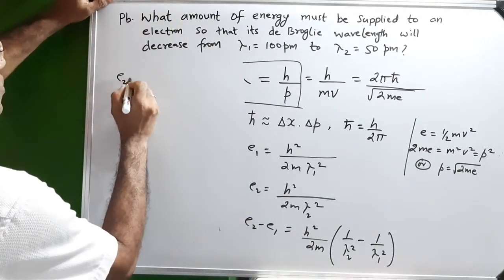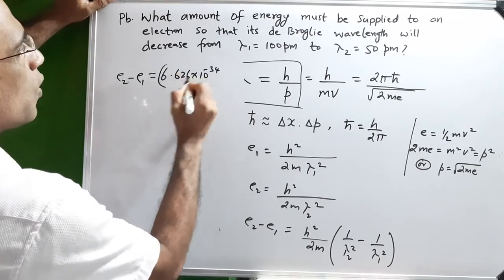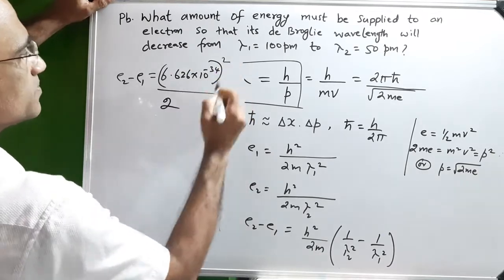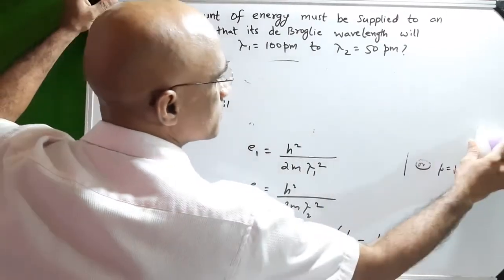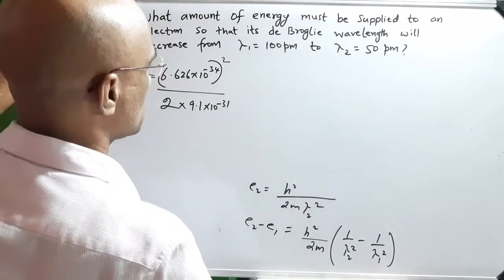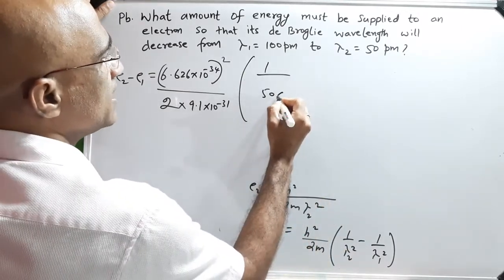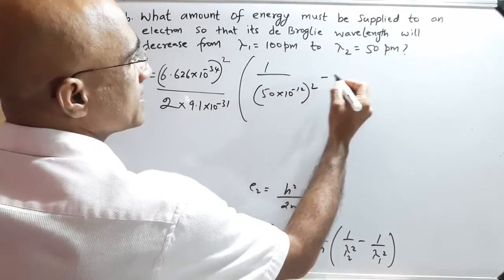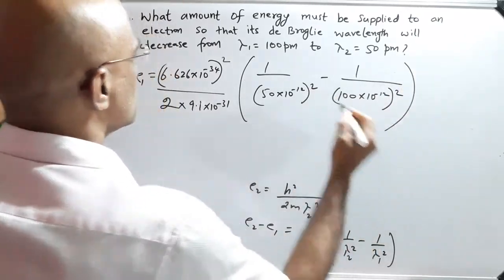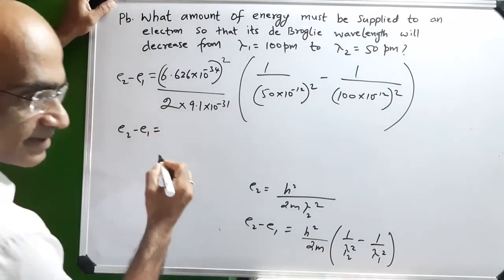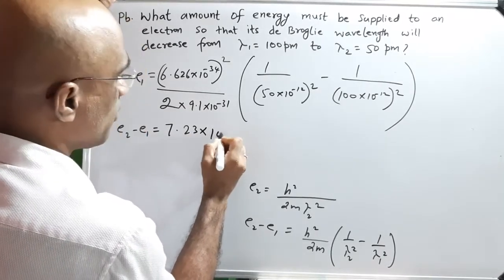I have E2 minus E1 is equal to h squared, nothing but 6.626 into 10 power minus 34, this whole square, divided by 2 into mass of electron, which is 9.1 into 10 power minus 31, into 1 by lambda 2 squared, which is 50 into 10 power minus 12 the whole squared, minus 1 by 100 into 10 power minus 12 the whole squared, as I bring in the picometer substitutions. So simplifying this, I get E2 minus E1 as 7.23 into 10 power minus 17 joules.